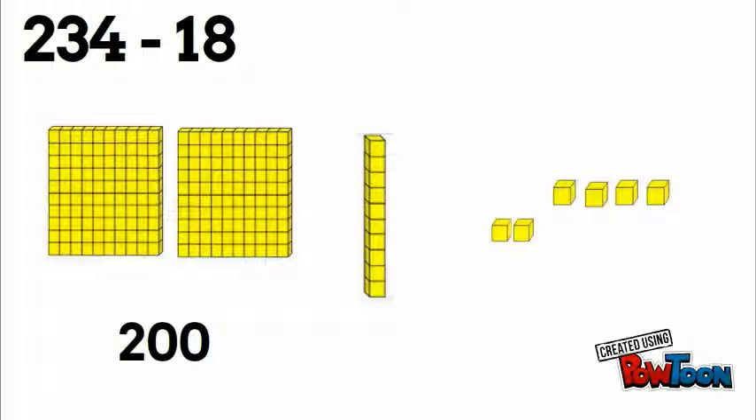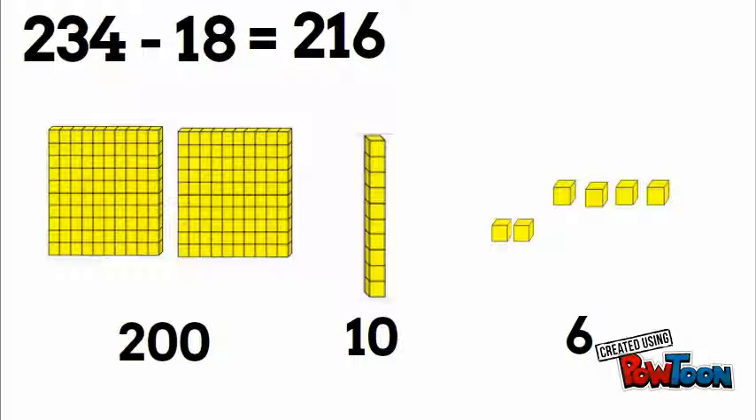Alright, so you have 200, 10, and 6. So our answer is 216. Let's see what this looks like with the written method.